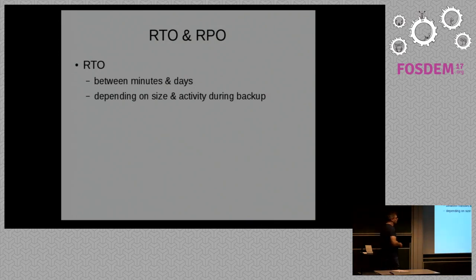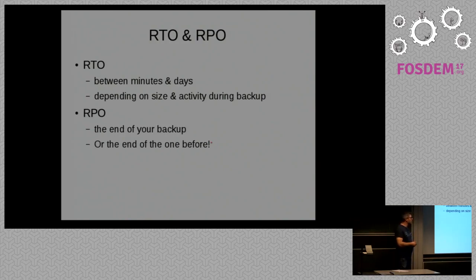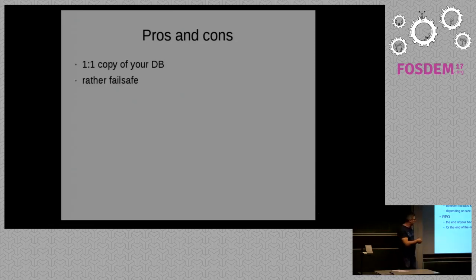And you're ready to go rather fast if your database is small, rather slow when your database is large. Still, you need to copy the data, etc. And it also depends on the amount of WAL files, so in other words, the activity while you did your backup. RPO, similar to pg_dump, but this time it's the end of your backup, so the moment that you called pg_stop_backup. Or, well, maybe it's the moment when you stopped the backup before. That should have been in pg_dump as well, right? That last one.